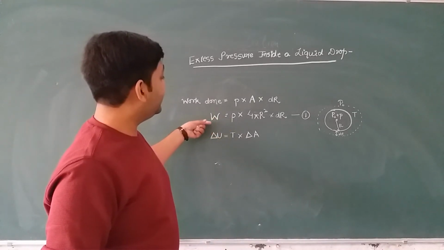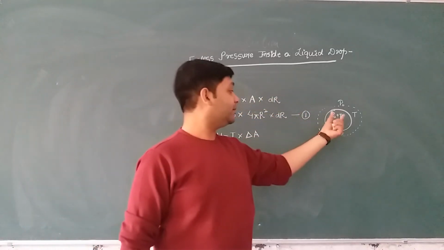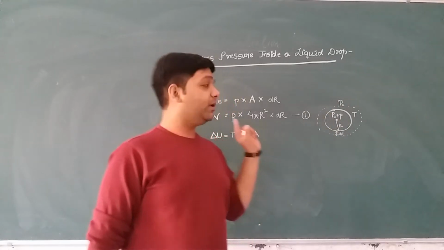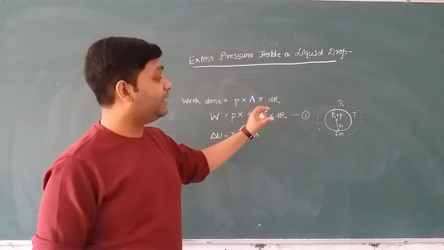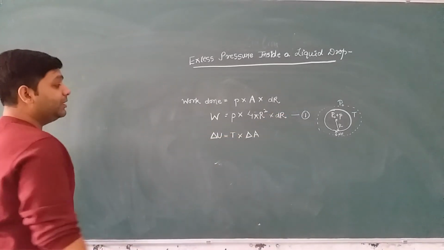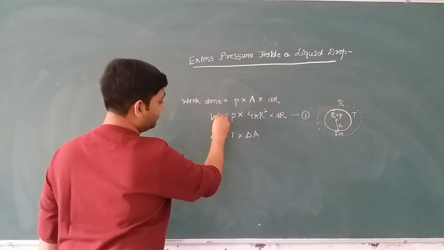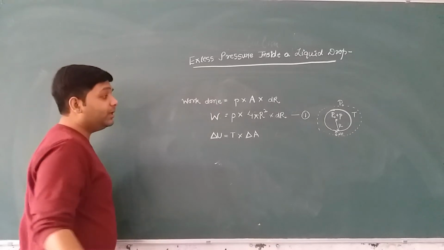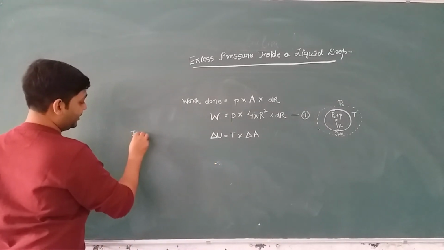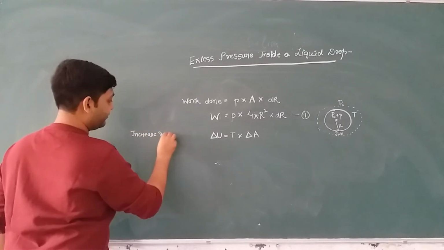The work done by this excess pressure will be equal to the increase in surface energy of this spherical drop. This work done is used in increasing the surface energy of the drop. So let us calculate the surface energy, and then we will equate W and delta U, because these two have to be equal, right? So, the increase in surface energy.